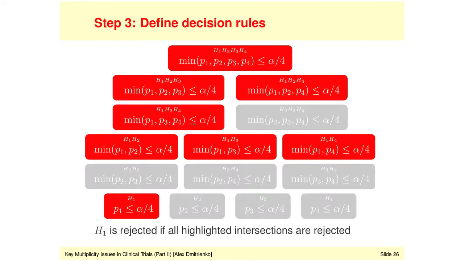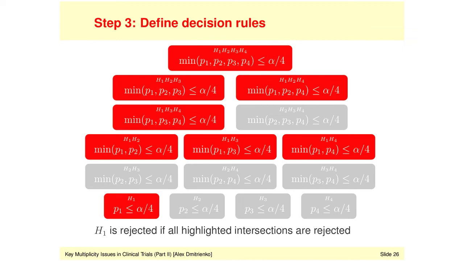Slide 26 illustrates step 3. We now need to define decision rules for the individual null hypotheses, and I'm going to use here, for example, a set of decision rules for the hypothesis H1. As you can see at the bottom of the slide, the hypothesis H1 will be rejected only if all highlighted or orange boxes are rejected. The reason I highlighted some of those boxes that are shown in the original orange color is because these are the intersections that include the hypothesis of interest.